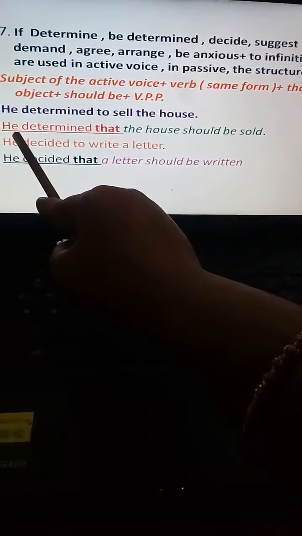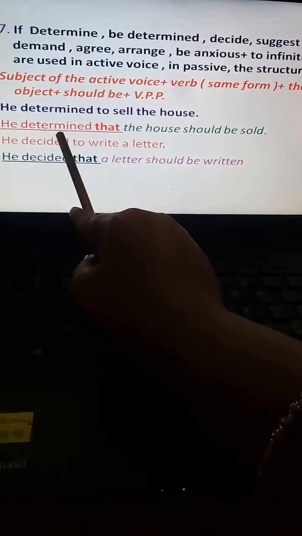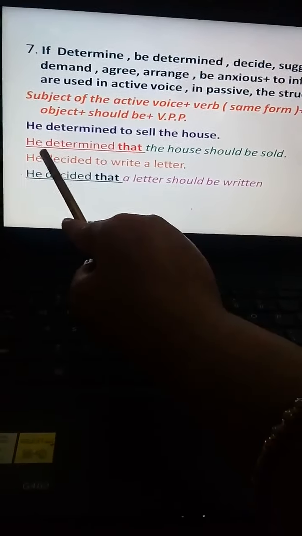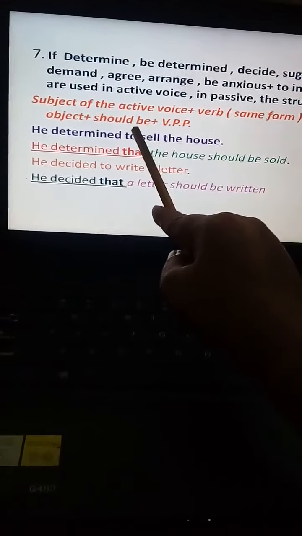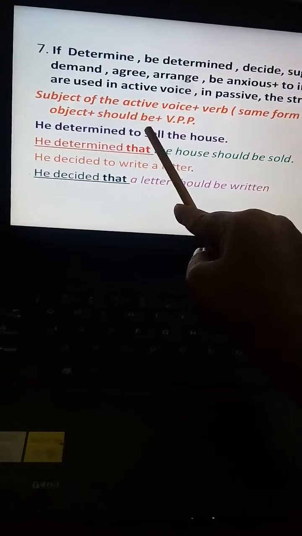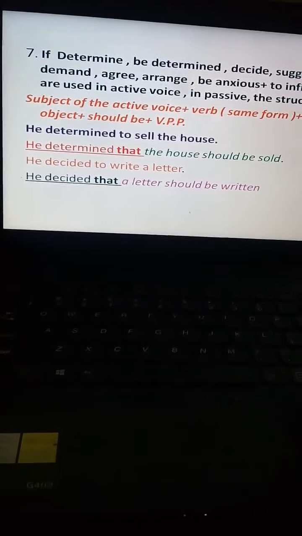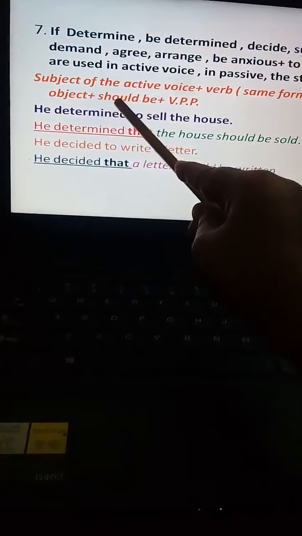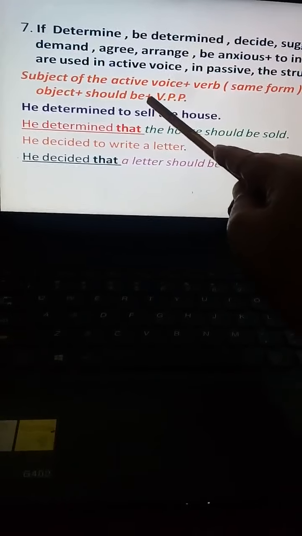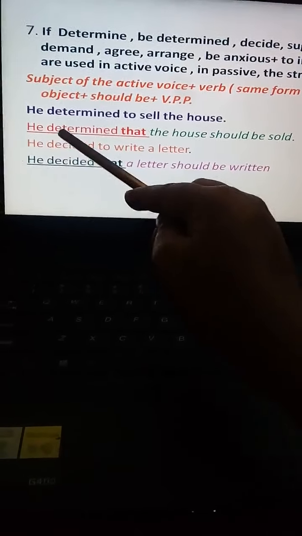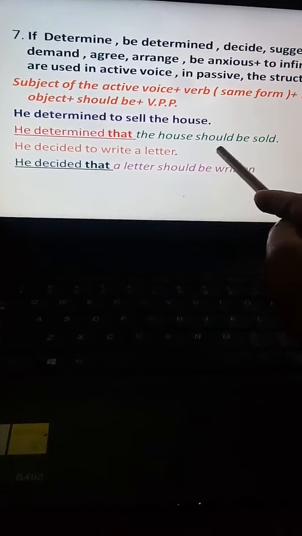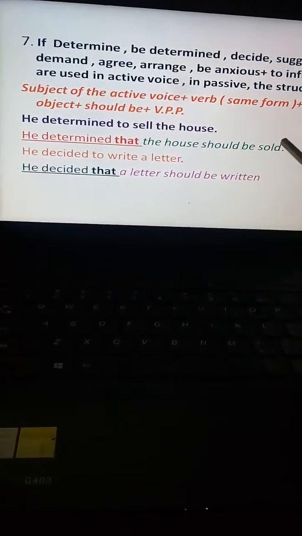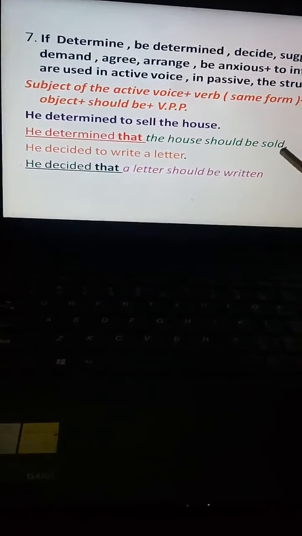So he is used in the same form, determined is used in the same form, and instead of to, that is used. So, he determined that sell the house. This part of the sentence must be changed into passive form, so you must write should be. After using should be, you can change the verb sell. So, he determined that the house should be sold. The house, then should be, and the past participle form of the main verb sell is used.